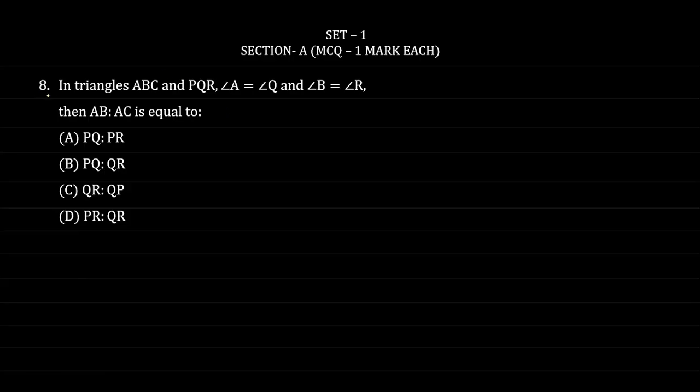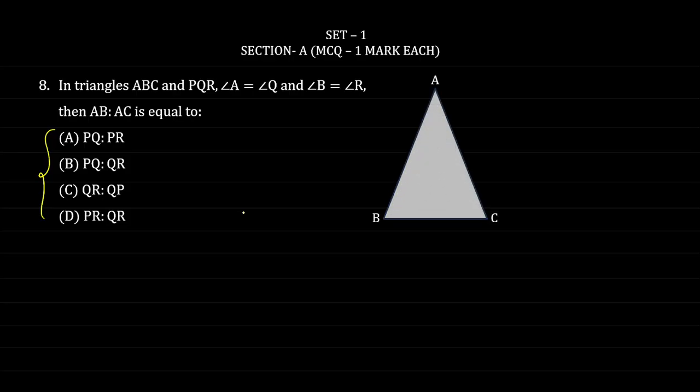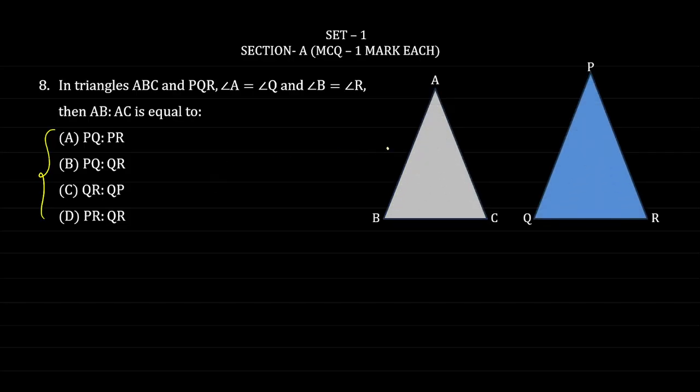Okay, so let's see question number 8. In triangles ABC and PQR, angle A is equal to angle Q and angle B is equal to angle R, then AB is to AC is equal to what? Okay, so let's say we have a triangle ABC and we have a triangle PQR. Now let's see what the conditions given are. We have to mark them in the same order.